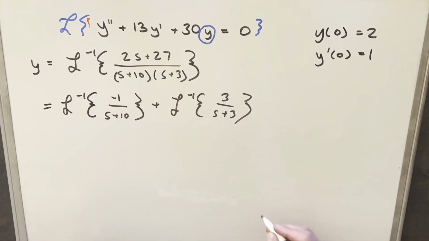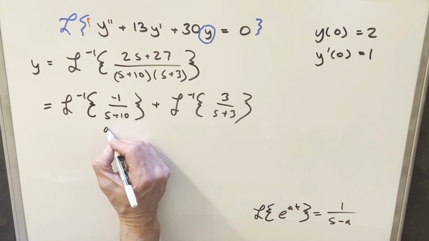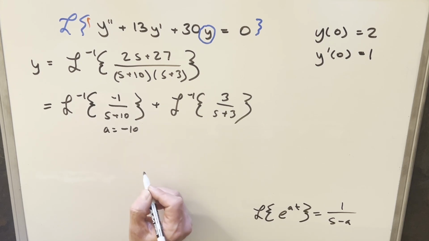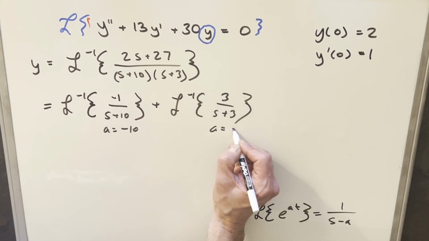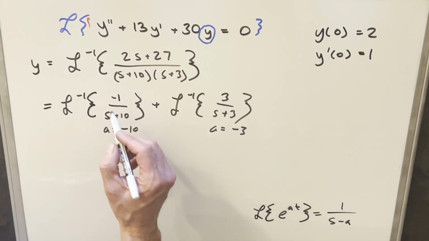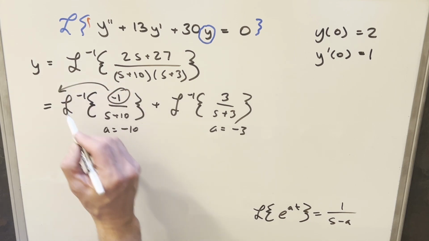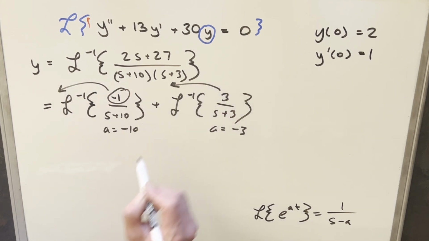But for each of these, we can just recall a formula from our Laplace transform table. If we have the Laplace transform of e to the at, the Laplace transform of this is just going to be 1 over s minus a. So in this case, our a value is minus 10. And in this case, the a value is minus 3. And the constants, we could bring this up front in each case, but I won't do it for me. I'll just kind of draw an arrow there.